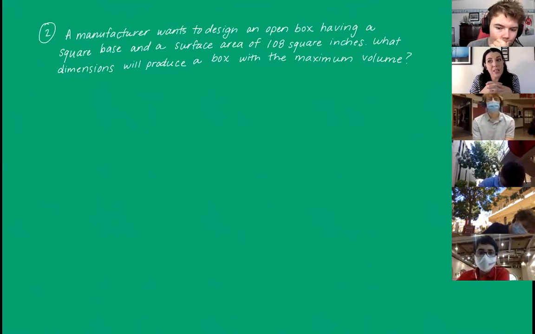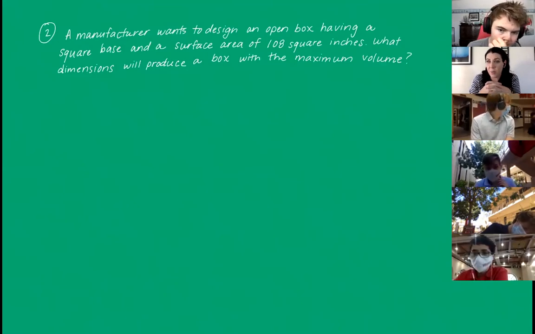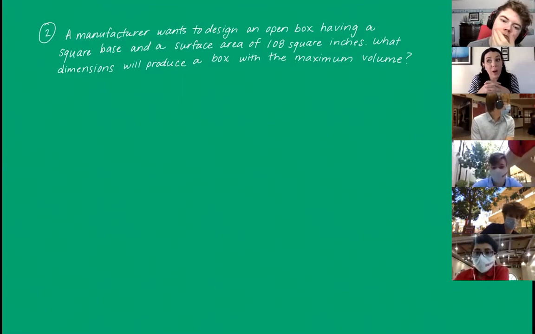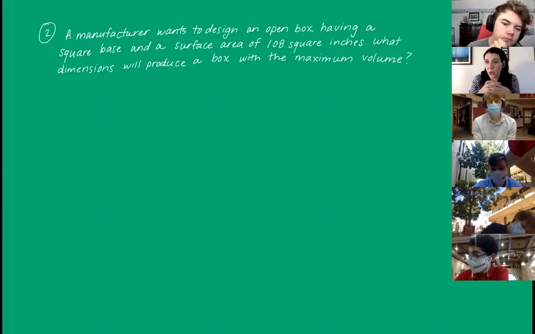Notice it tells us it's a square base. It does not tell us it's a cube as far as this box goes. A box is not the same as a cube. Okay, so it tells us we have a square base. It does not tell us that we have a cube, excuse me. Okay, why am I clarifying that? What's the difference?